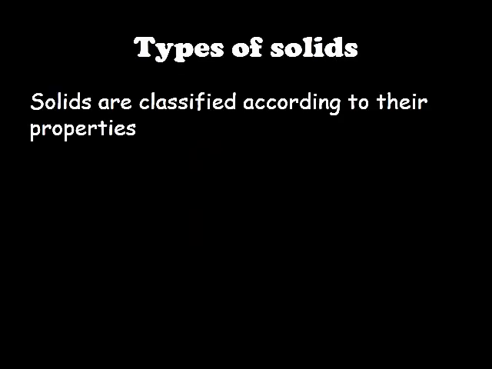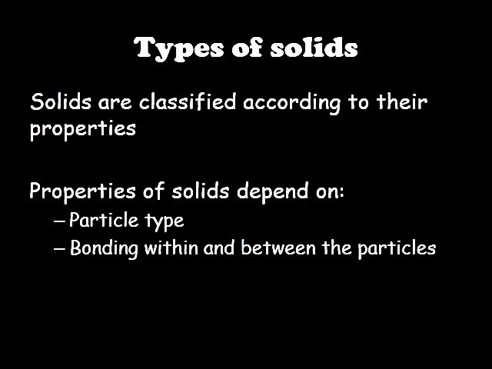Okay, so the next section we're going to move on to is the different kinds of solids related to their structure and bonding. First one off the rack is ionic solids. Solids are classified according to their properties. A property of a solid depends on what the particle is and the bonding within and between them.